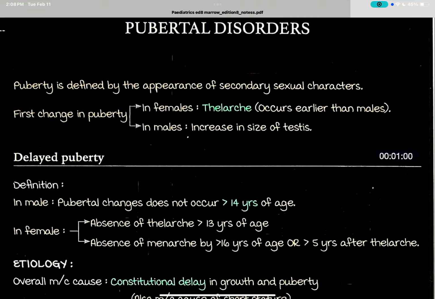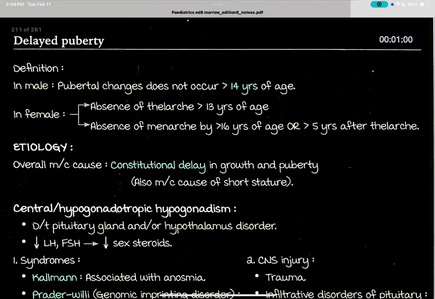Pubertal disorders. Puberty is defined by the appearance of secondary sexual characters. The first change in puberty in females is thelarchy, which occurs earlier than in males, and in males it's the increase in the size of testes.